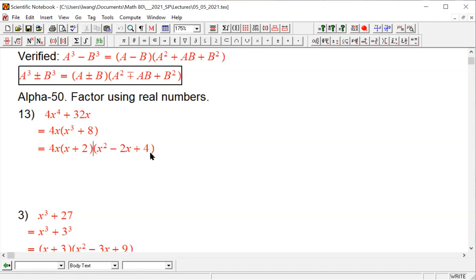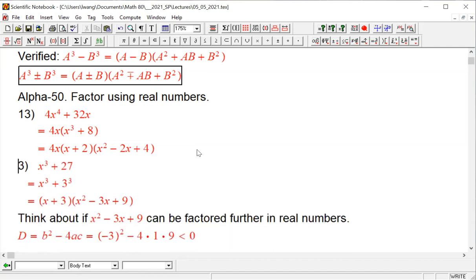Of course, you're going to think about that. We already did. Okay, so that concludes alpha 50. You're going to try the other exercises, which I have assigned as homework for you. And next, we're going to start working on alpha 51.